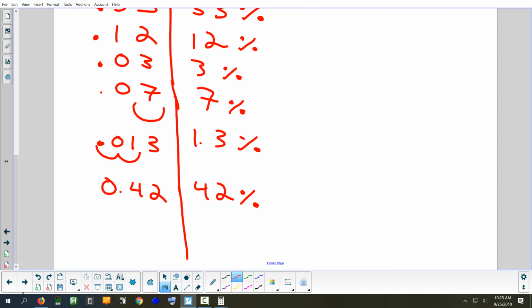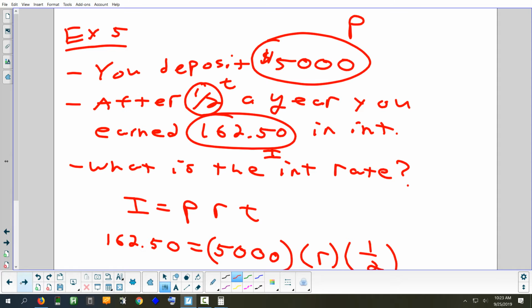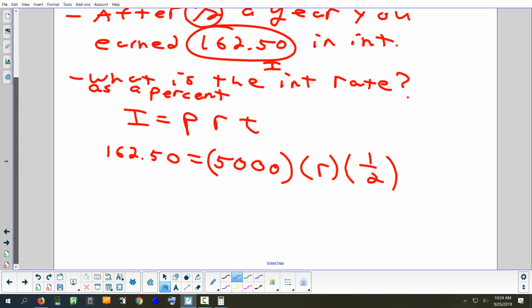All right? So now let's finish up our problem. They said in the problem, what is the annual interest rate? And we're going to do it as a percent. So remember, the formula is going to give you a decimal. The formula is going to give you the decimal. We're going to have to change it to a percent.